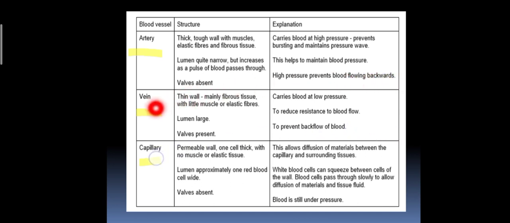Veins have a thin wall, mainly fibrous tissues with little muscle or elastic fibers. The lumen is large and valves are present. It carries the blood at low pressure, reduces the resistance to blood flow and prevents the backflow of blood. While capillaries have permeable walls, one cell thick with no muscle or elastic tissues, a lumen approximately one red blood cell wide, and valves are absent. It allows the diffusion of materials between the capillaries and surrounding tissues, and blood is still under pressure.